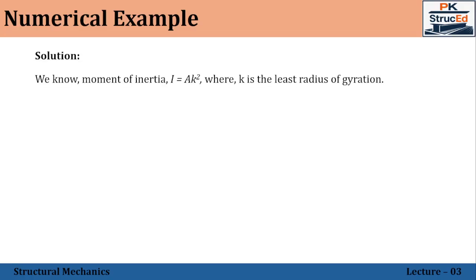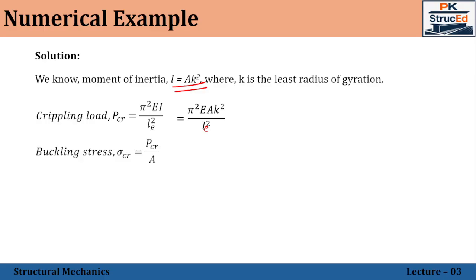So now we are using Euler's theory, that is sigma cr will be equal to PCR. We know that PCR is equal to pi square EI by LE square, in which the moment of inertia can be written in terms of A into K square, where K is the radius of gyration. So once we substitute the value of I as A into K square in this relationship, we'll be getting pi square E into AK square divided by LE square.